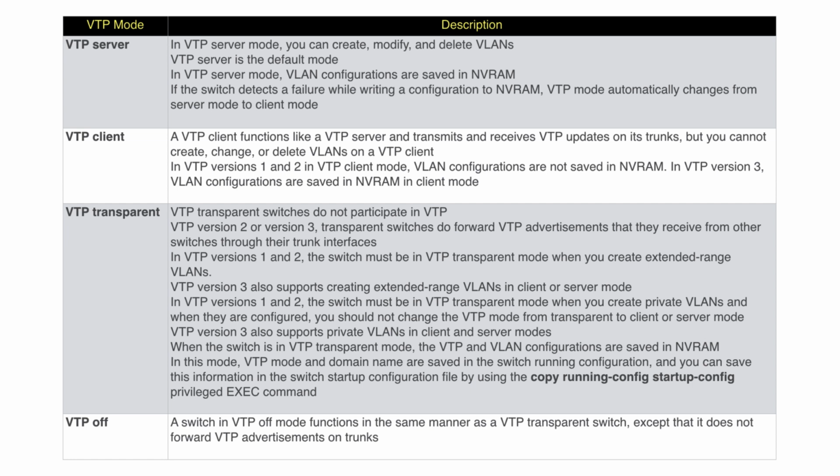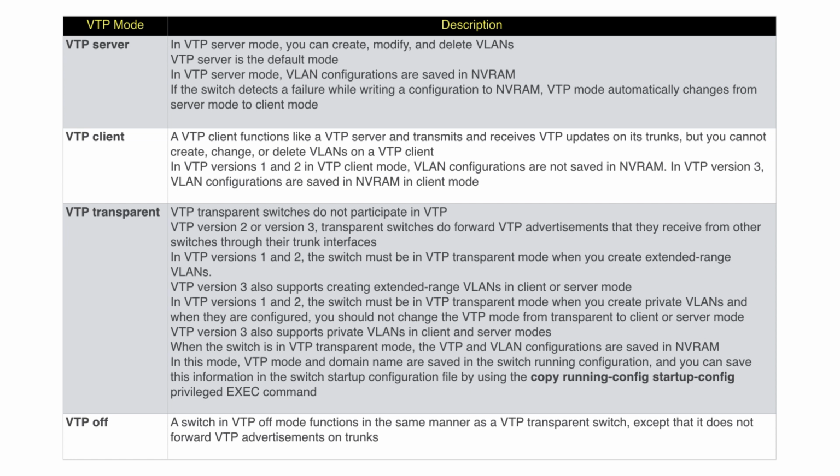In VTP server mode, VLAN configurations are saved in NVRAM. If the switch detects a failure while writing a configuration to NVRAM, VTP mode automatically changes from server mode to client mode. If this happens, the switch cannot be returned to VTP server mode until the NVRAM is functioning.